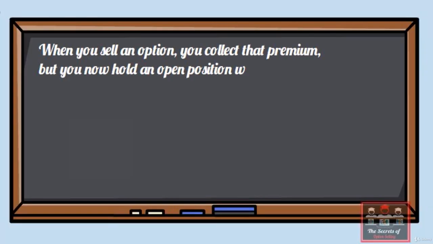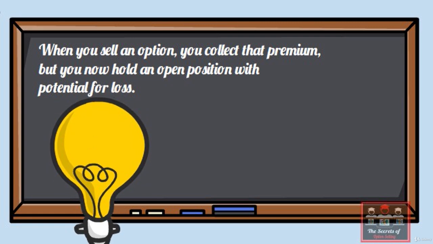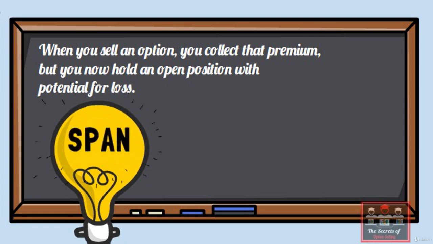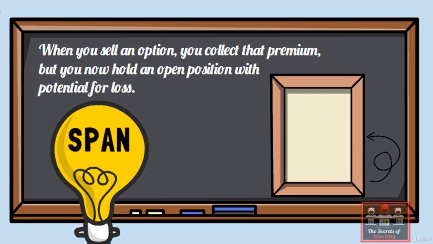When you sell an option, you gather that premium, but now you carry an open position with the possibility of loss. For this reason, the seller of a put or call is obliged to put up some deposit to keep the position. The collateral is not a fee, it is simply a guarantee made with your money from your trading account. This deposit is also known as margin obligation.